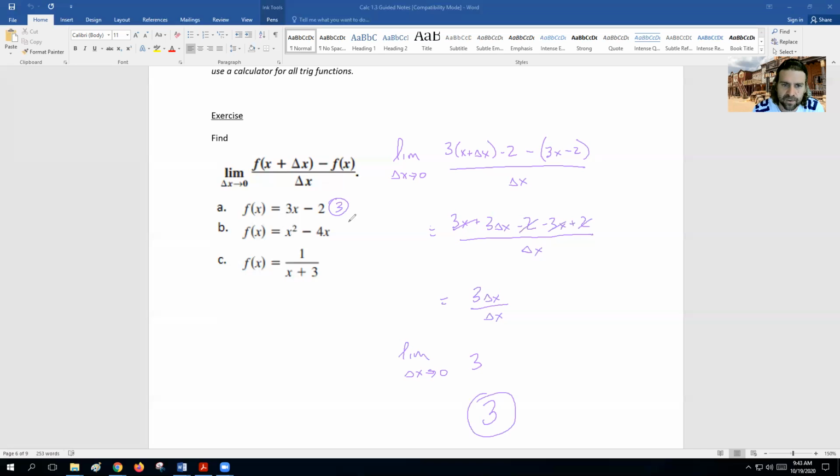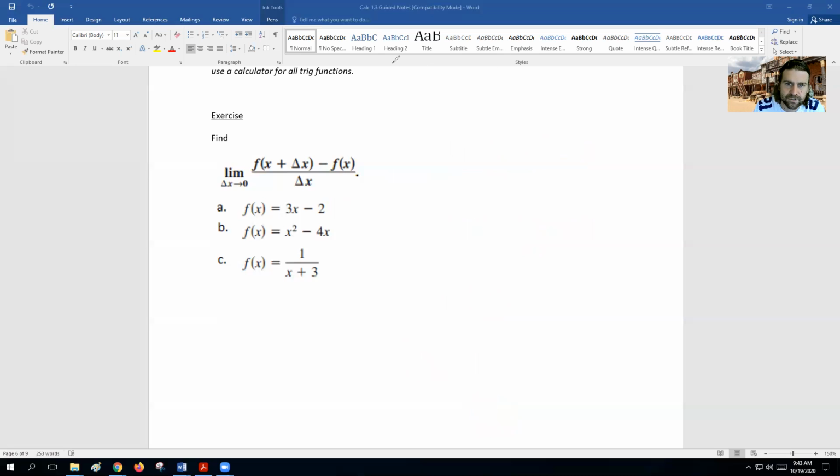So you see what we're going to do is plug in x plus delta x wherever we see an x. Then we're going to put a minus. We'll rewrite the equation here and put this all over delta x. So we're going to simplify it, evaluate the limit, and then get our answer. Each time we do this, it'll be a little bit more difficult, but we'll take our time. So let's look at the next one.